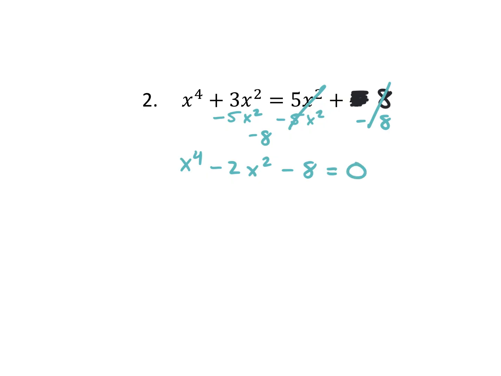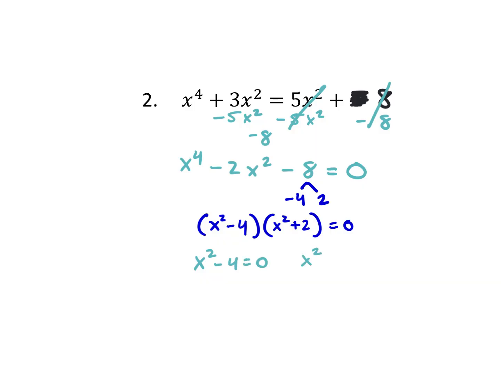Now this is just like number 1 where we have to factor. What are 2 factors of negative 8 that add to negative 2? So negative 4 and 2. So what are going to go into my factors here? Awesome. X squared minus 4 and x squared plus 2. So then we're going to set both of these equal to 0. So we get x squared minus 4 equals 0, and x squared plus 2 equals 0.